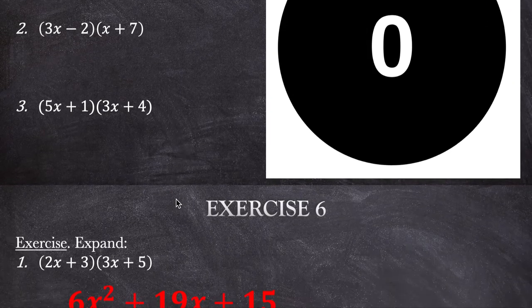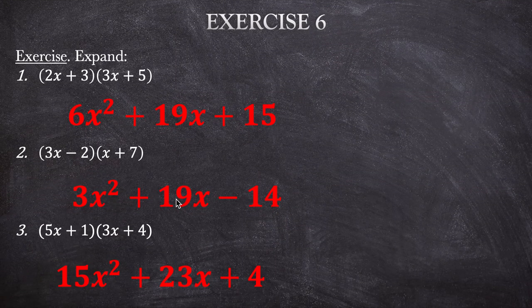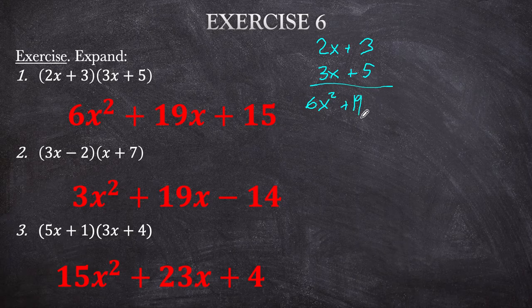And then I'm going to show you the answer next. So these are the answers. I think I'll try to fit the solutions here. So let's try. 2x plus 3 times 3x plus 5. This will give us 6x squared. Crosswise, 5x times 5 is 10x, plus 3 times 3x is 9x, so that's going to give us 19x. And then lastly, for the next step, 3 times 5 is 15.